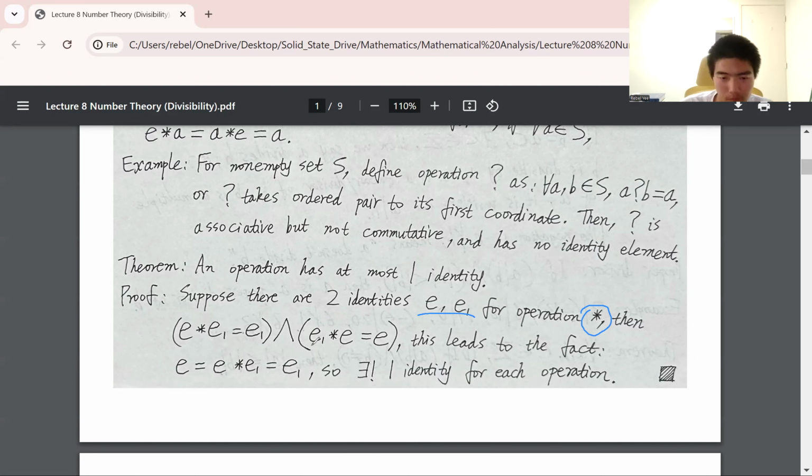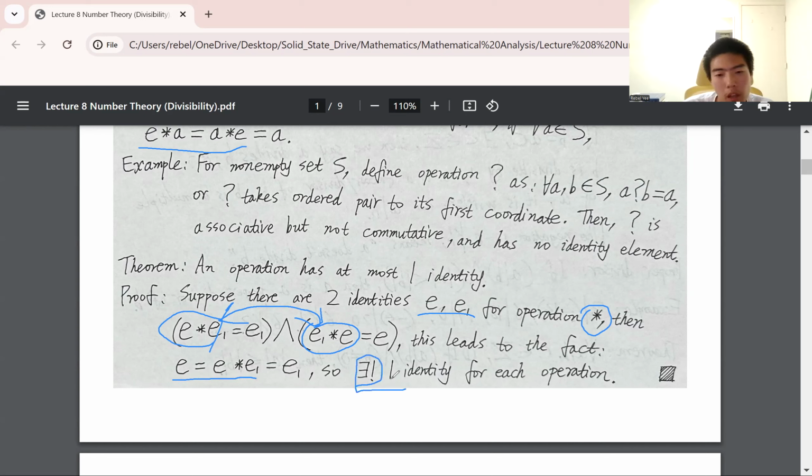And remember, E1 is also an identity, so E1 operates with E is equal to E. So in this case, we have something very interesting. E is equal to this one, equal to this one, because we can do E1 operated with E back by this property. So we get E1. So they are equal. So there only exists one identity.